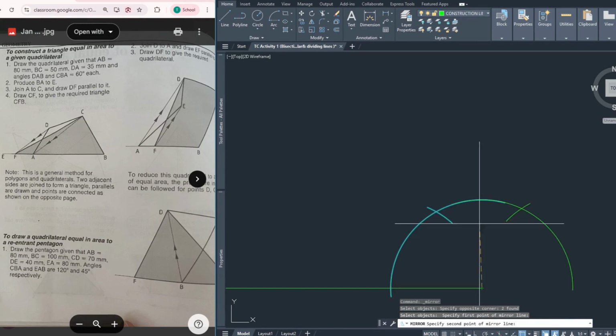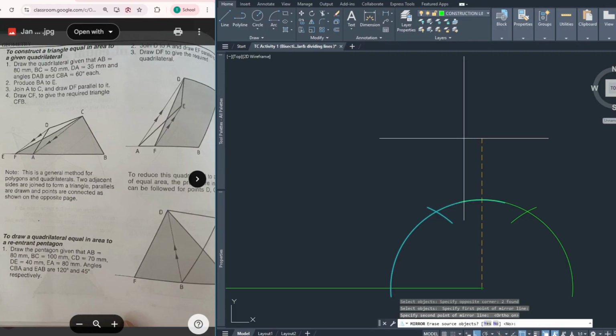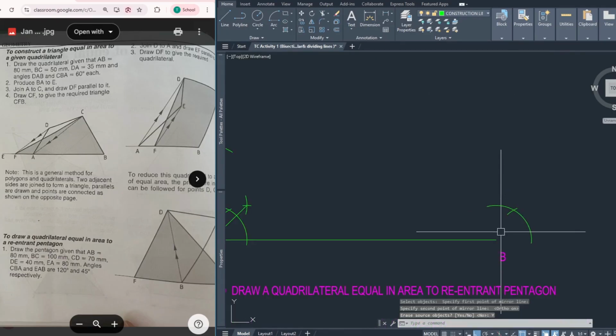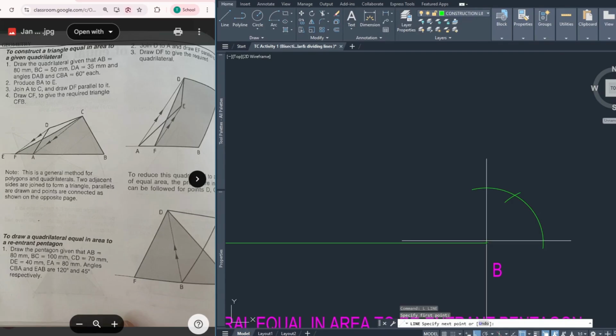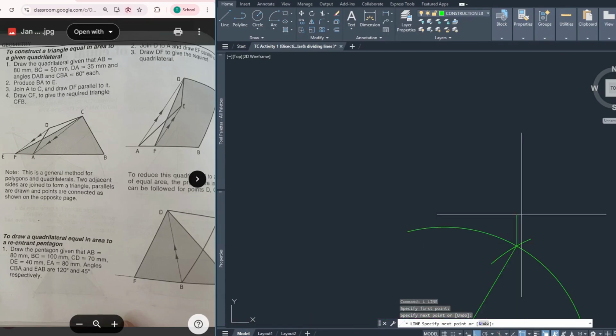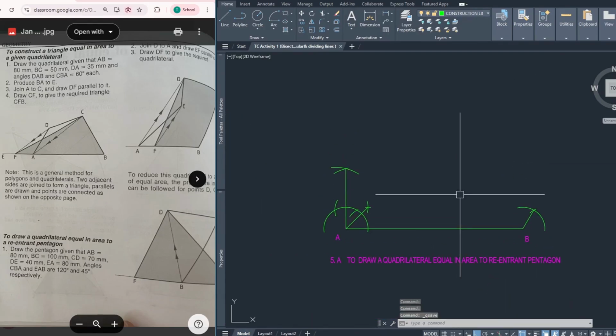Just click, turn on my ortho to ensure it's going in a straight line and select the screen. You just click right there. It will ask you if you want to mirror. Yes. So now our 120 is on the other side. Save.